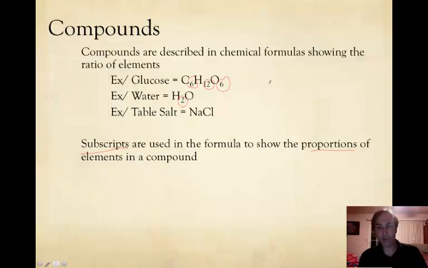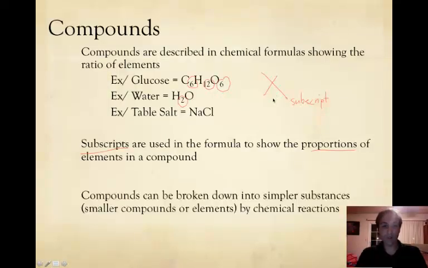Now remember, whatever the symbol is, okay, so for instance, if our symbol is X, the subscript goes down and to the right, always. So the subscript always describes the element just before it. Now, in terms of elements, we said that they could only be broken down into subatomic particles, that they were essentially shattered. Compounds, on the other hand, can be broken down into simpler substances. When we do that, they break down into smaller compounds, smaller pieces, or they break down into their individual elements that the compound is made out of.